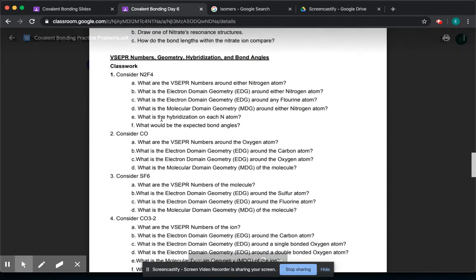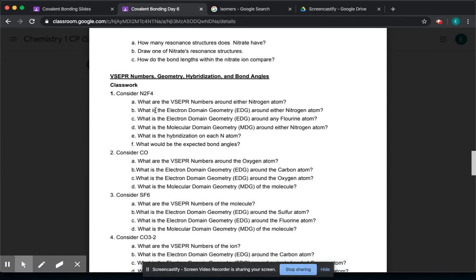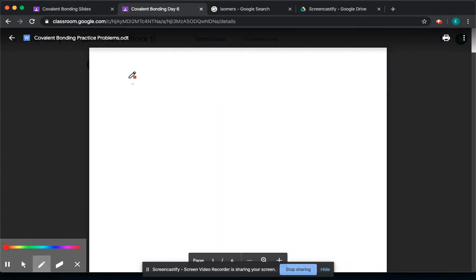Okay? So let me do number 1. N2F4, which we have seen before. And I'm going to scroll to the top to draw it for us. Okay. So A says, what are the VSEPR numbers around either nitrogen atom? So there are 2 nitrogen atoms. So there's going to be 2 central atoms to work with. So let's draw what we're working with here. We are doing N2F4.